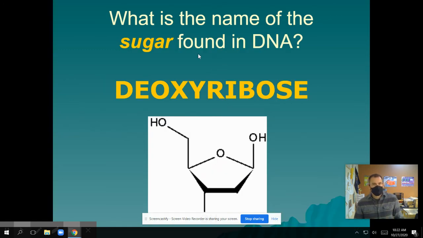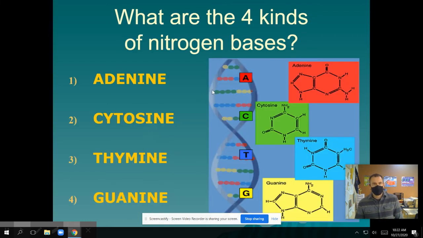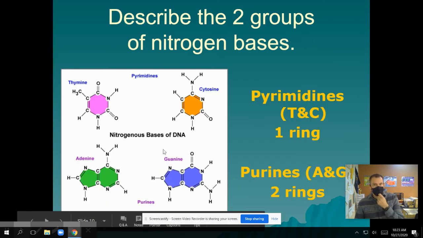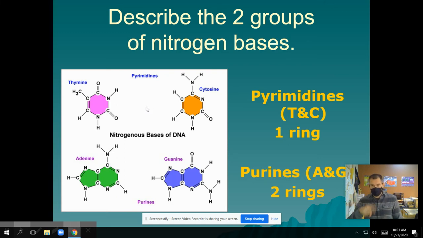Okay, so the sugar in DNA is deoxyribose. Sometimes I'll just say sugar, but even when I say sugar, that's what I mean, deoxyribose. And the four bases, like I said, are adenine, cytosine, thymine, and guanine. Usually we just like to save time and say the first letter: A, C, T, or G. The T and the C are what we call pyrimidines, which means if you look at the shape of the base, it only has one ring of carbons. And then the A and the G have two rings.